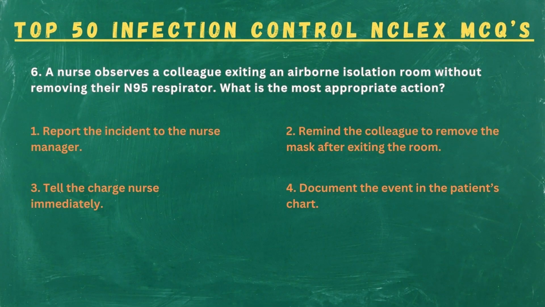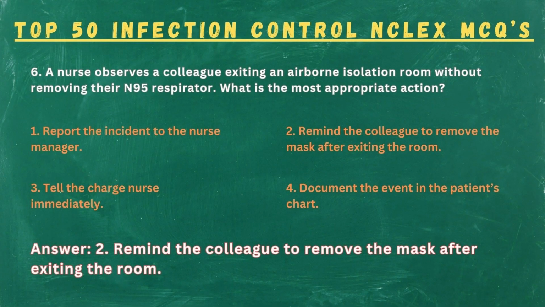6. A nurse observes a colleague exiting an airborne isolation room without removing their N95 respirator. What is the most appropriate action? 1. Report the incident to the nurse manager. 2. Remind the colleague to remove the mask after exiting the room. 3. Tell the charge nurse immediately. 4. Document the event in the patient's chart. Answer: 2. Remind the colleague to remove the mask after exiting the room.